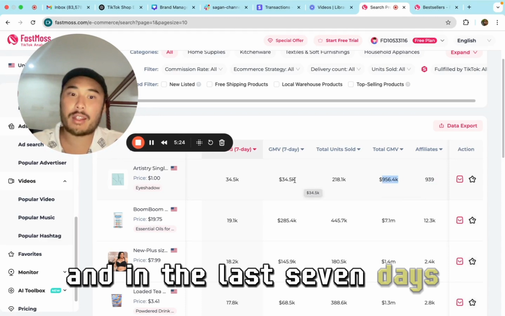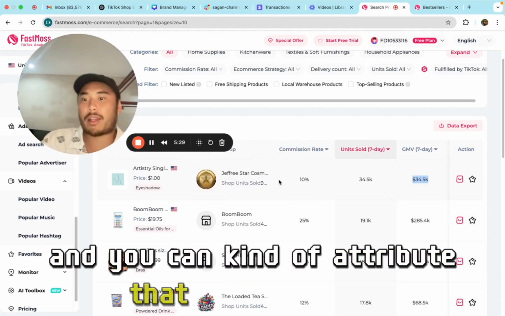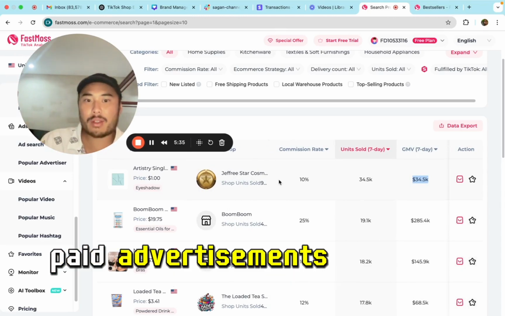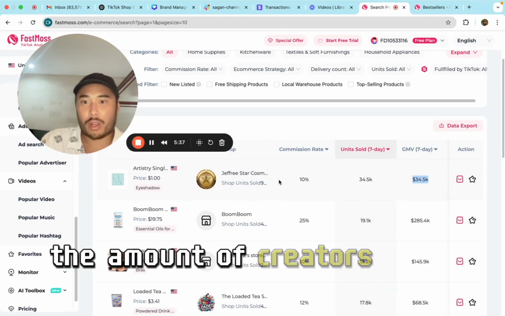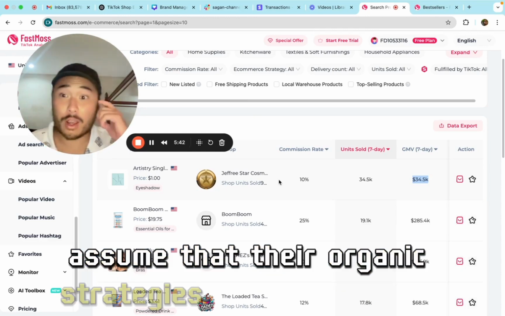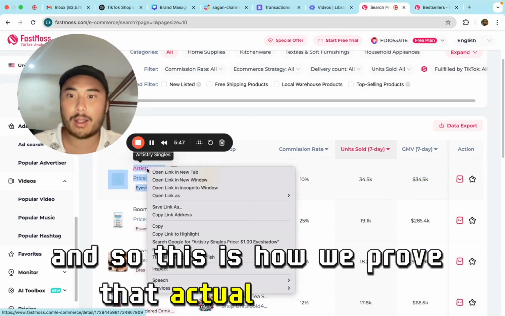And in the last 7 days, they've sold 34.5K. And you can kind of attribute that to two things. You can attribute that to either their paid advertisements. You can also attribute that to the amount of creators that they're working with. So if they're doing paid ads, you can already assume that their organic strategy is doing really well. And so this is how we prove that actual scalability.